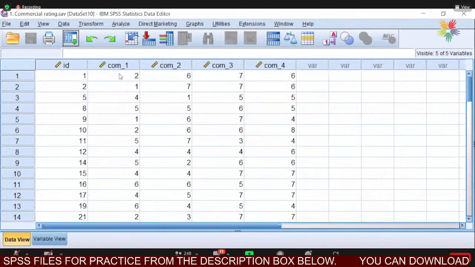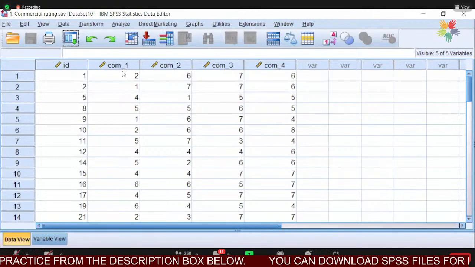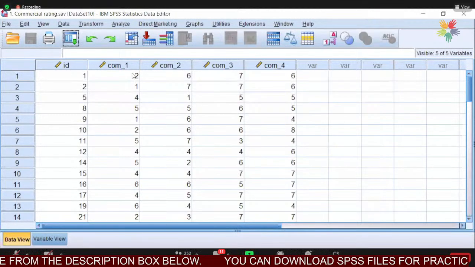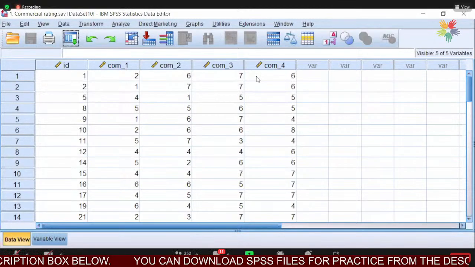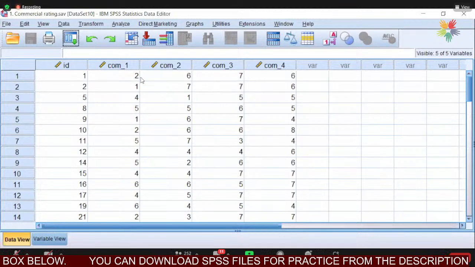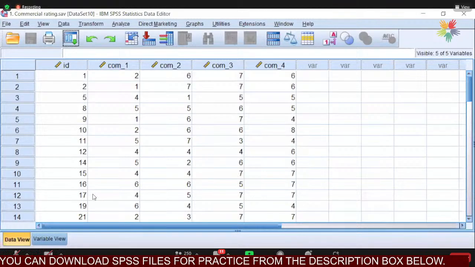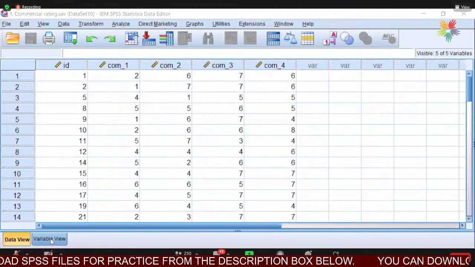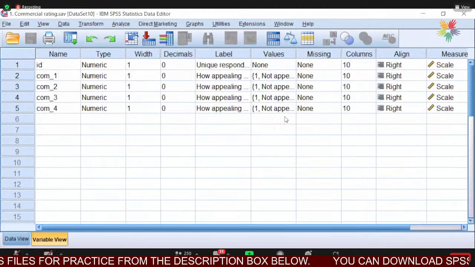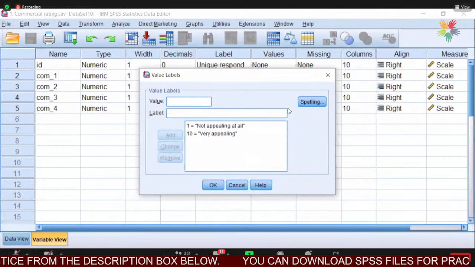So now I have 4 metric variables. I have 4 metric variables: commercial one, commercial two, up to commercial 4. Otherwise, it is taken on a 10-point scale. Okay, which scale? 10-point scale, right? One is very appealing.